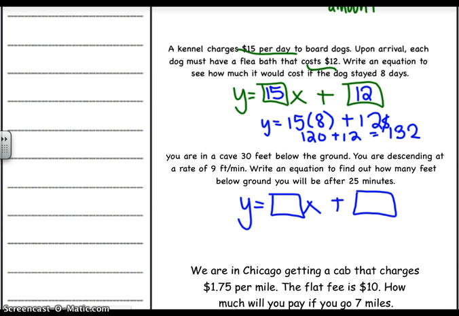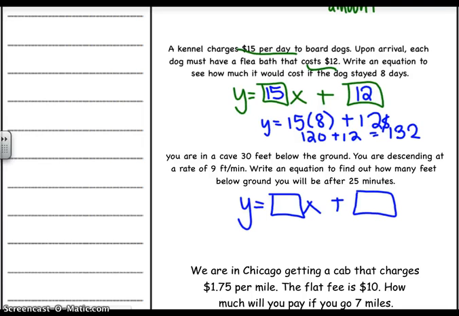So we are in a cave. It's 30 feet below ground. We're descending. Does descending mean going up or down? Down, so that's a negative. We are descending at a rate of 9 feet per minute. Write an equation to find out how many feet we are below ground after 25 minutes.